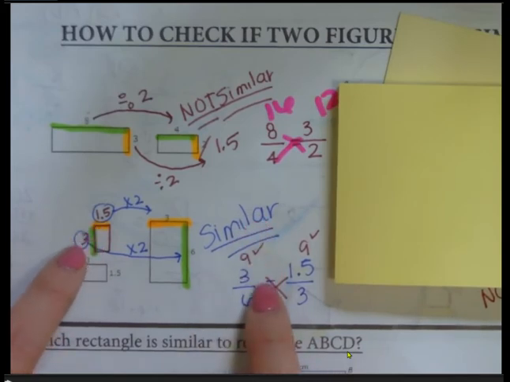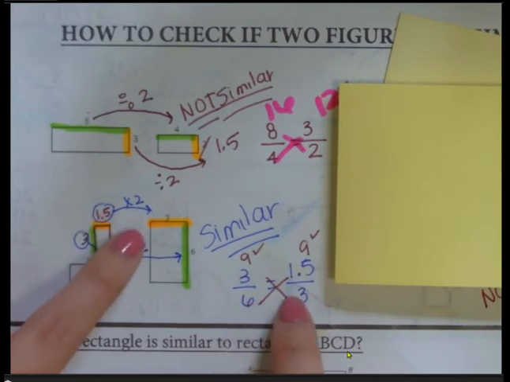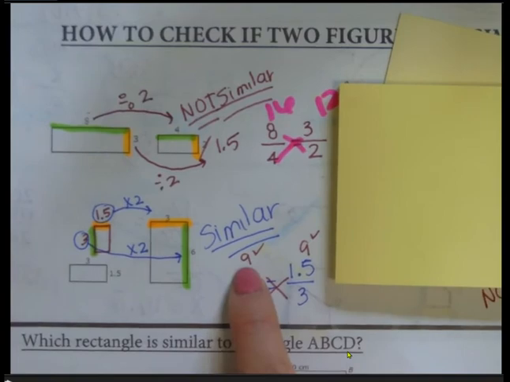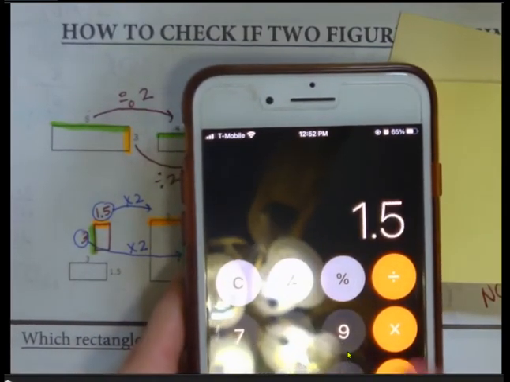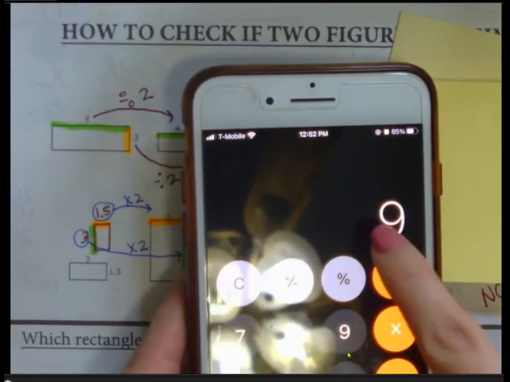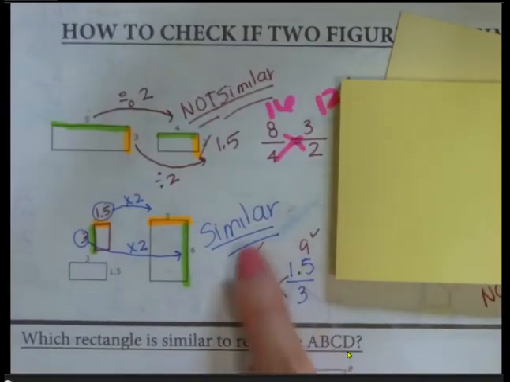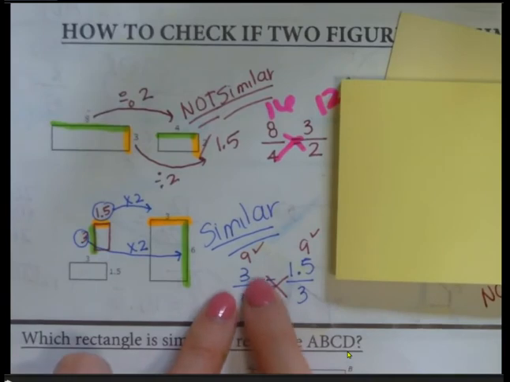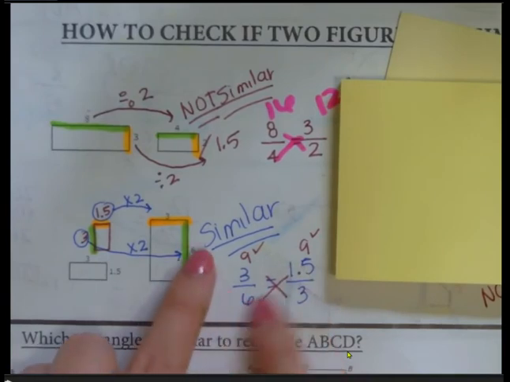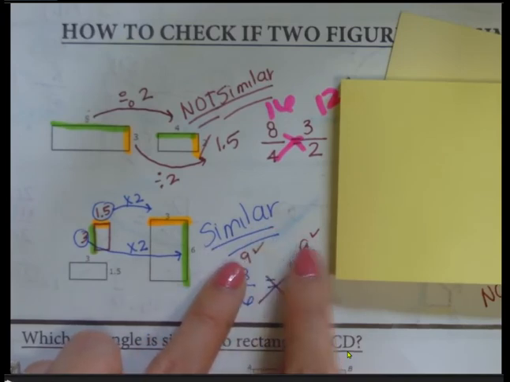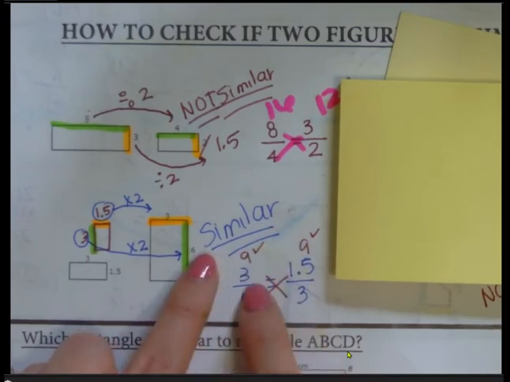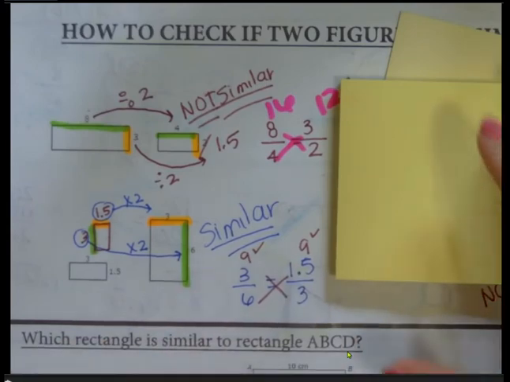If I do the proportion, 3 pairs with 6, 1.5 pairs with 3. You cross multiply. 3 times 3 gives you 9. And 1.5 times 6 gives you 9. So I got the same number here at the top when I do my proportion and check their cross multiplications. They're equal, that means that they're similar. Right? If you get the same number when you do the cross multiplications, that means that they are similar.